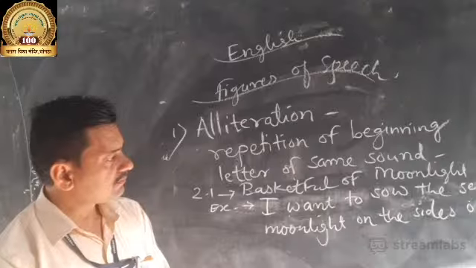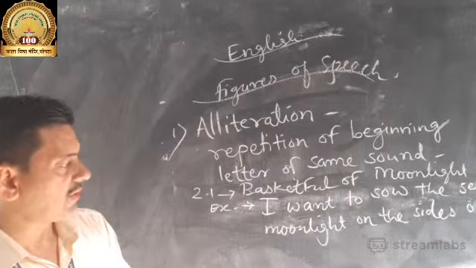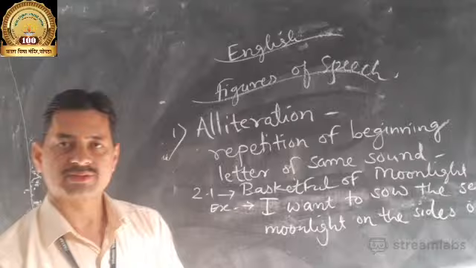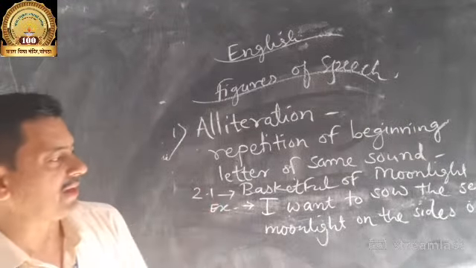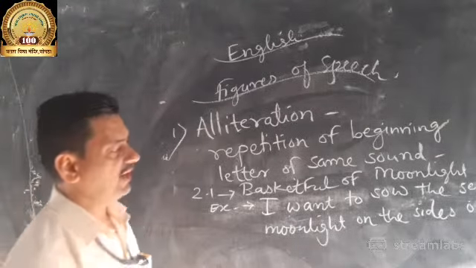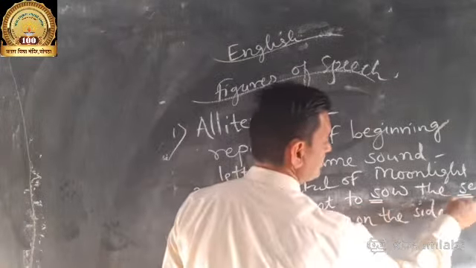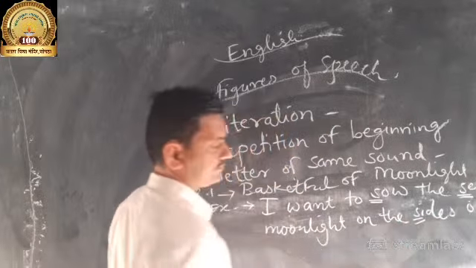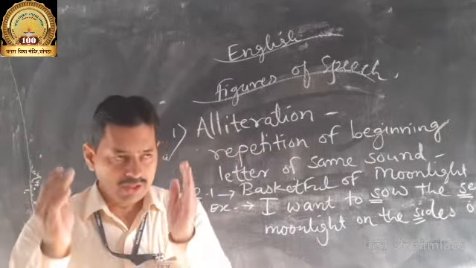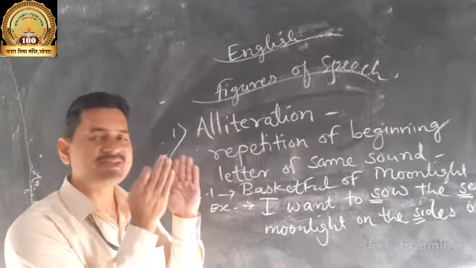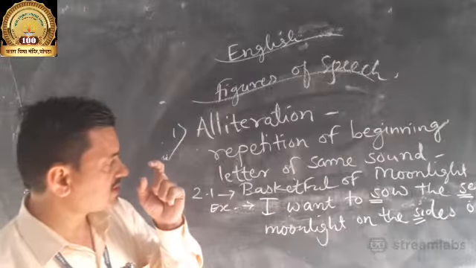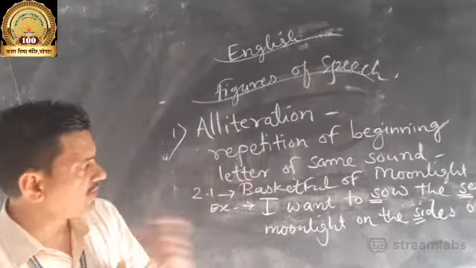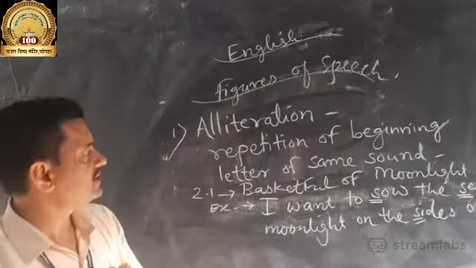So which letter is repeated here? Which same sounding letter is repeated here? Of course, Jain, that is good. I want to sow the seeds of moonlight on the sides of path. Here, if you keenly observe, you can find that S sound is repeated here. Isn't it? Very good. So it is very important for all of you to identify in such a way whether those letters have the same sound, then you can confidently write there that it is alliteration figure of speech.